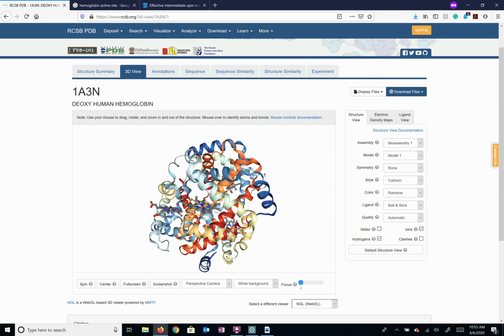But this is a crystal structure, right? Hopefully you guys can see my mouse up here. We're looking at deoxyhuman hemoglobin. That means it's hemoglobin extracted from a human source, and that it's the deoxygenated version. I couldn't find a crystal structure of the oxygenated version. That's not too surprising, but maybe there is, and maybe if I do a little more digging, I'll end up finding one. But that doesn't really matter.